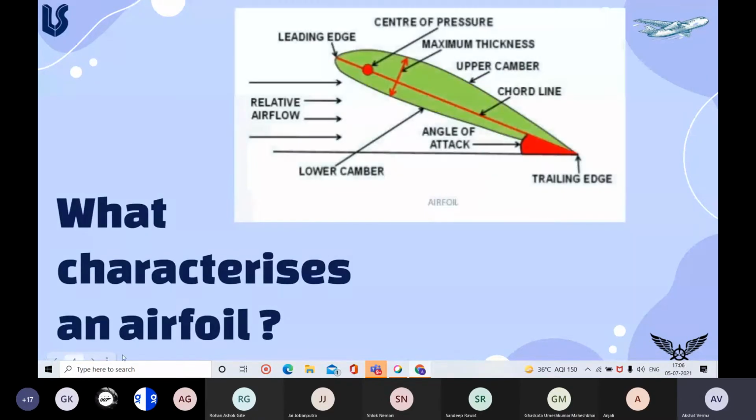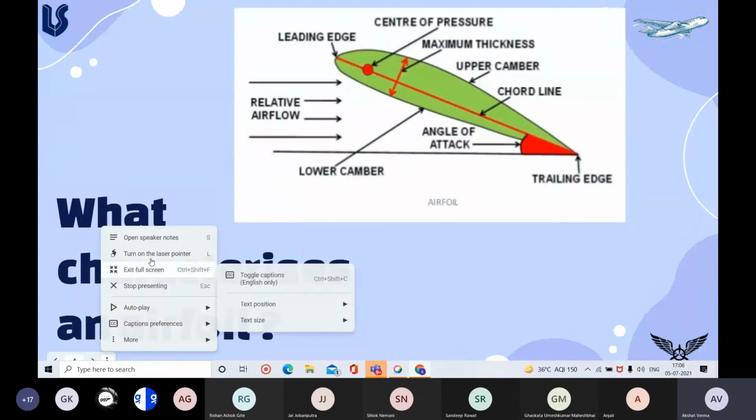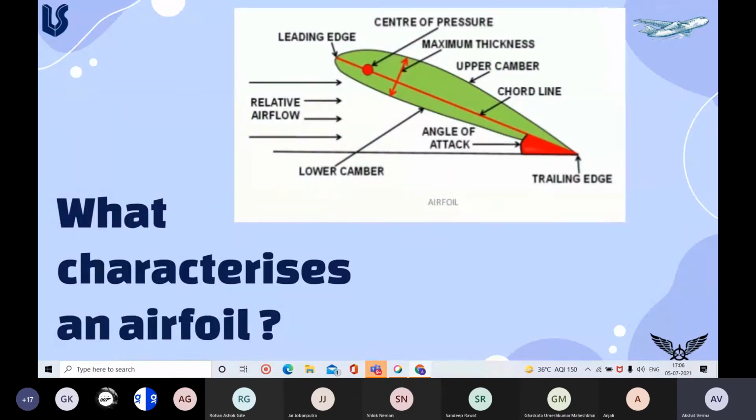So this is the schematic of a general airfoil. This is the shape of the airfoil in general. This is the whole airfoil, and this front part of the airfoil is termed as the leading edge. This is the trailing edge of the airfoil, that is the last part of the airfoil, and the line joining the leading edge to the trailing edge of the airfoil is termed as the chord line.